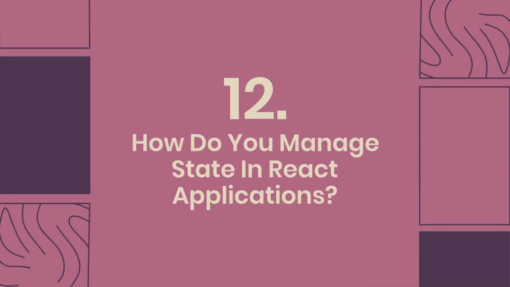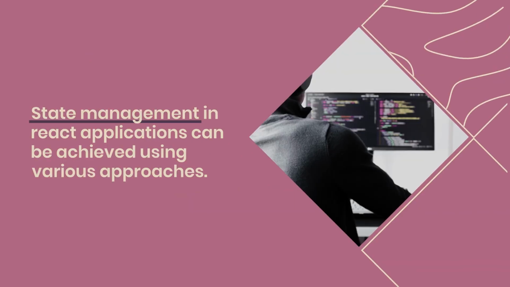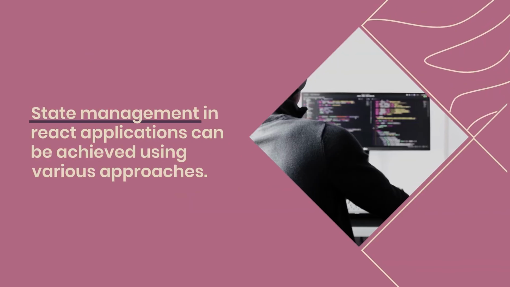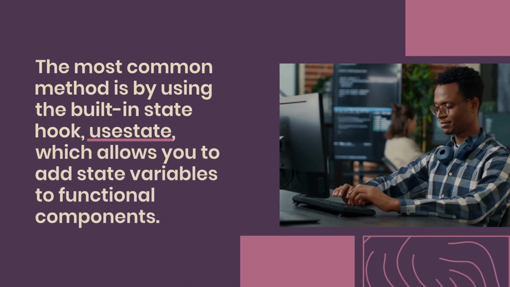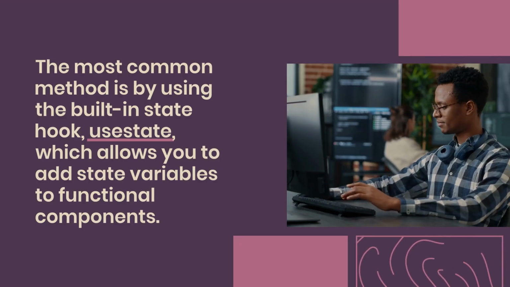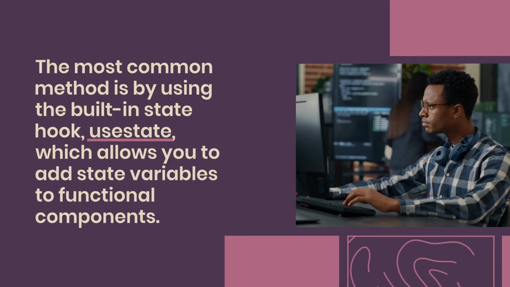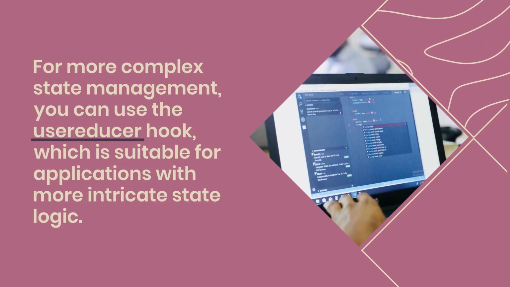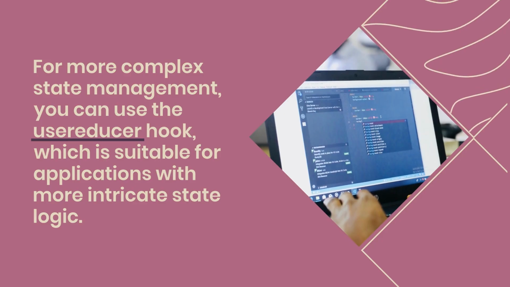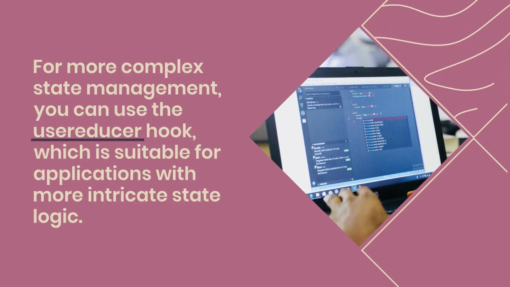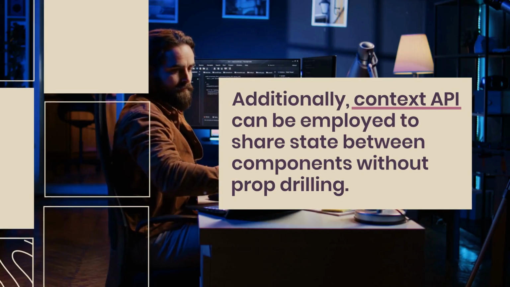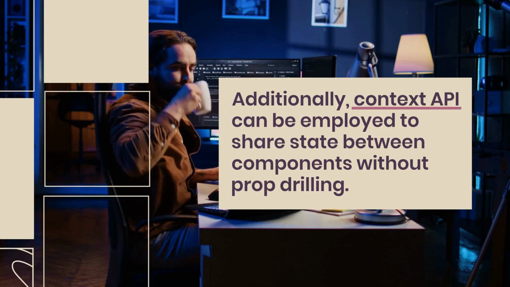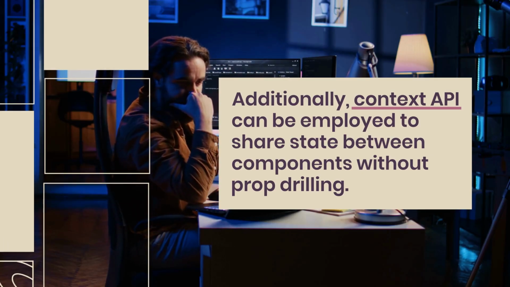12. How do you manage state in React applications? State management in React applications can be achieved using various approaches. The most common method is by using the built-in state hook, useState, which allows you to add state variables to functional components. For more complex state management, you can use the useReducer hook, which is suitable for applications with more intricate state logic. Additionally, Context API can be employed to share state between components without prop drilling.